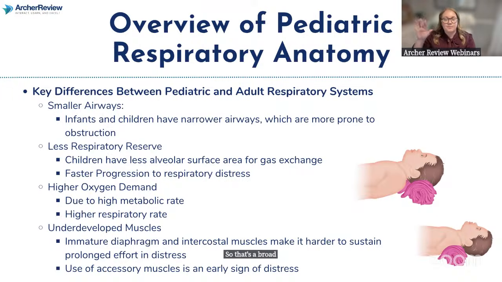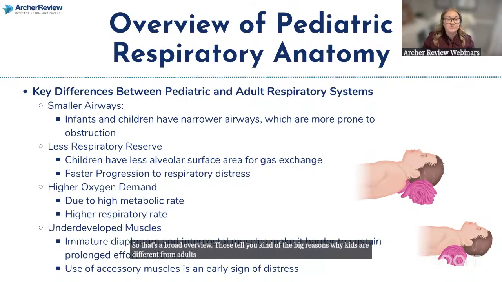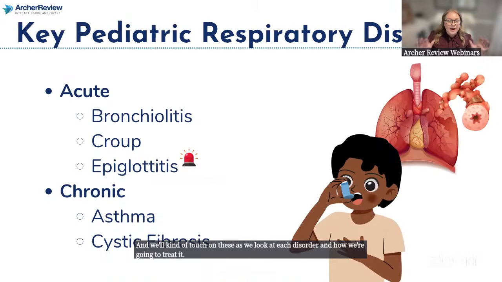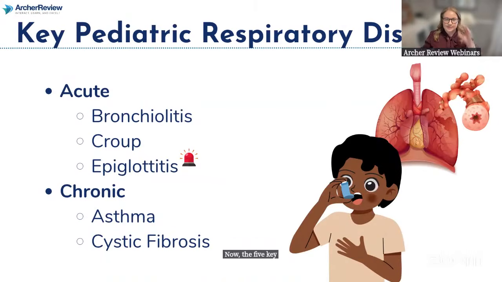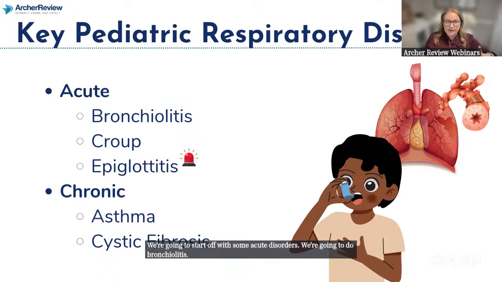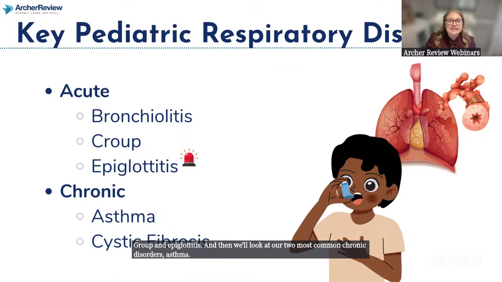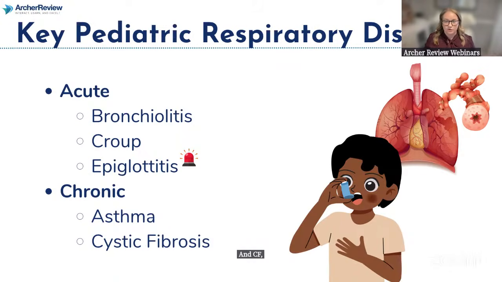Those tell you kind of the big reasons why kids are different from adults, how things are shaped differently. And we'll kind of touch on these as we look at each disorder and how we're going to treat it. Now, the 5 key things I'm going to walk you through today. We're going to start off with some acute disorders. We're going to do bronchiolitis, croup, and epiglottitis. And then we'll look at our 2 most common chronic disorders, asthma and CF. That stands for cystic fibrosis.